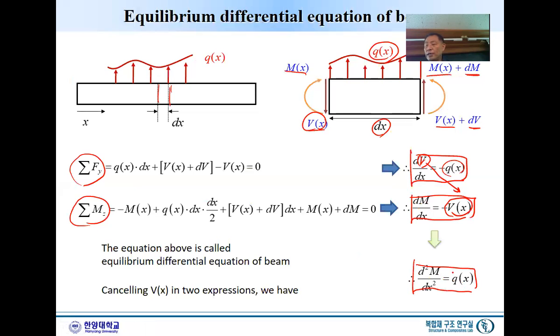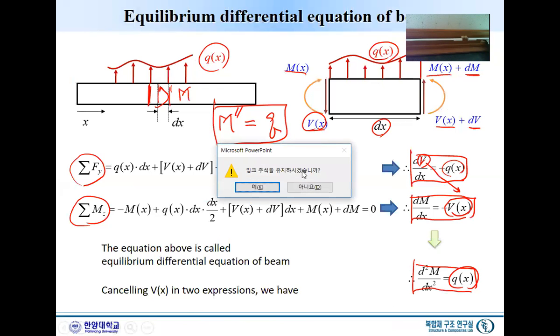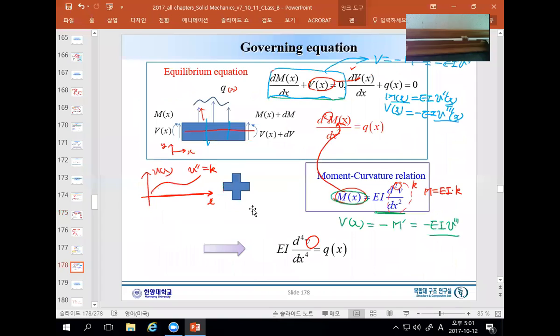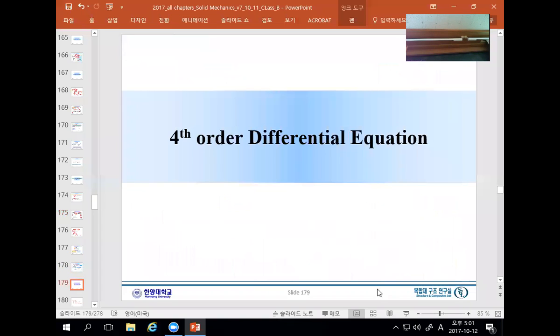So this given is Q, and in a certain cross-section, we have a moment. Moment, second derivative is always Q. This is a moment equilibrium. I mean, force equilibrium, okay? Now, last step.